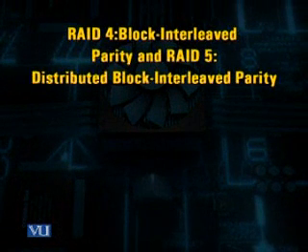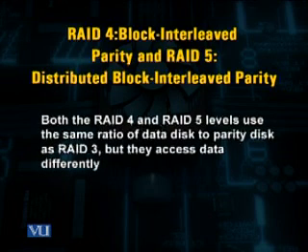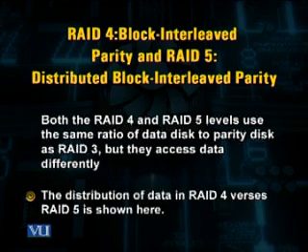RAID level 4 is also known as the block interleaved parity RAID, and RAID level 5 is known as the distributed block interleaved parity. Here, both RAID 4 and RAID 5 use the same ratio of data disks to parity disk as in the case of RAID 3, which means that if in one row there are 4 disks for the data, there is 1 disk for the parity. So its construction is almost identical, but these RAID 4 and RAID 5 devices access the data in a slightly different manner. The distribution of data in RAID 4 is shown here.